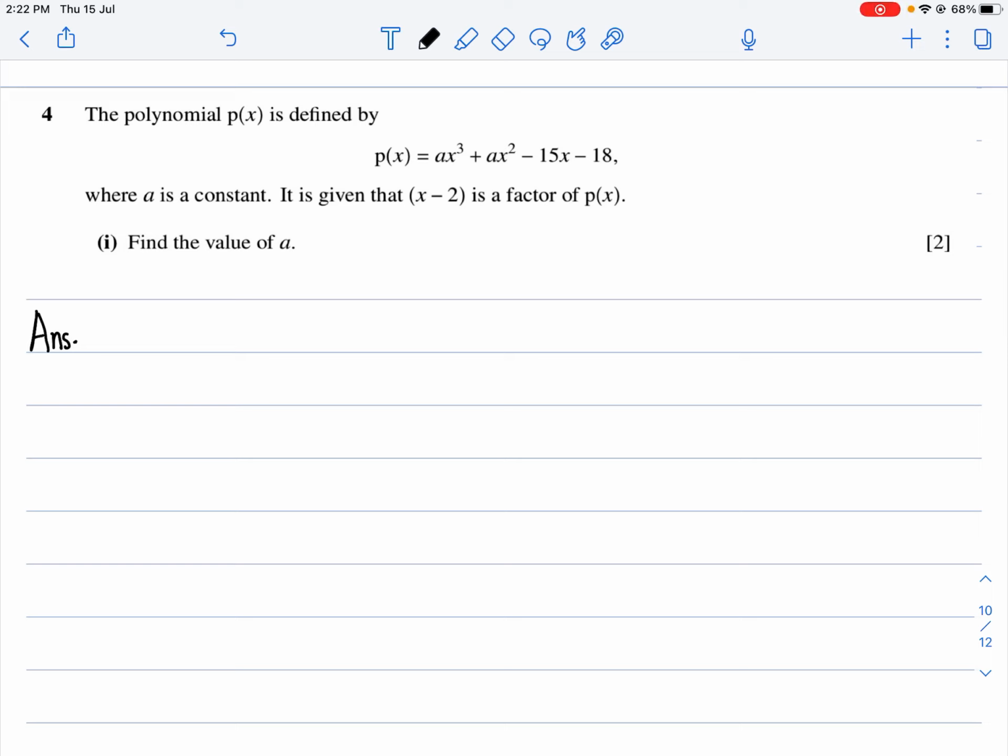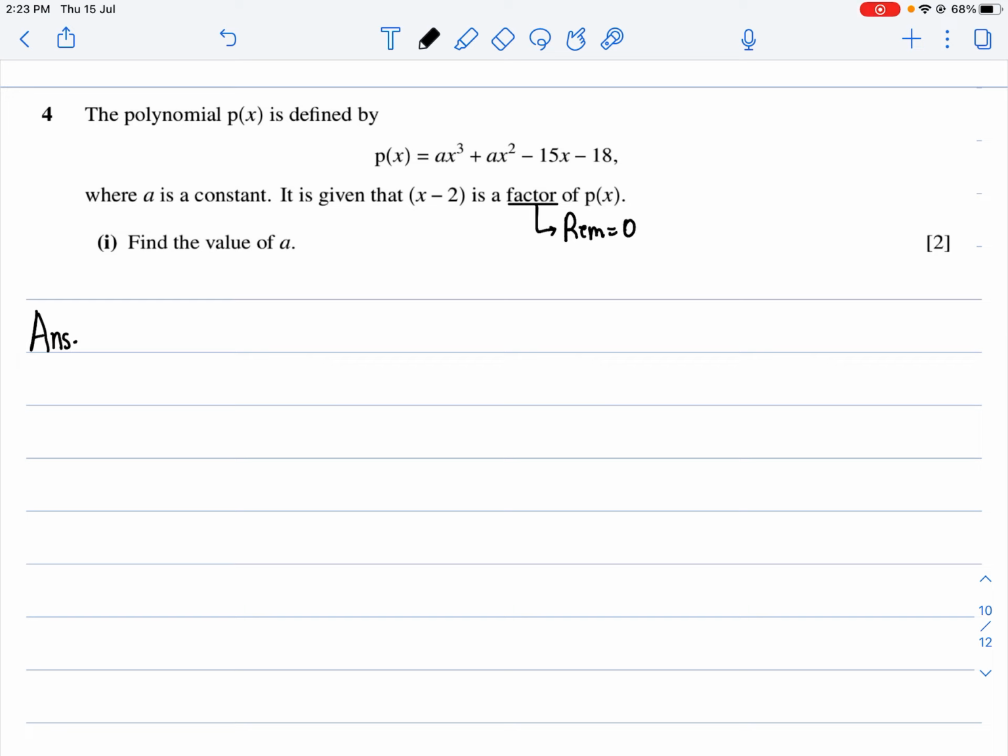This is the fourth question of the paper. The polynomial p of x is defined by p of x equals ax cube plus ax square minus 15x minus 18, where a is a constant. It is given that x minus 2 is a factor. The term factor basically means that the remainder in the division is 0. So, a factor of p of x.